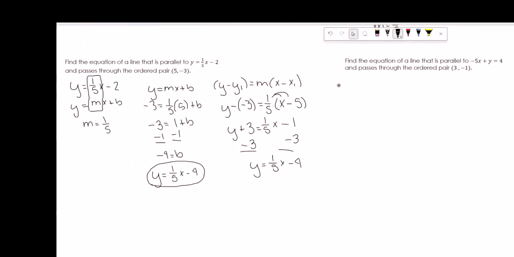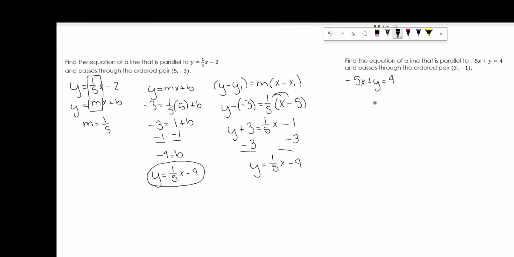Find the equation of a line that is parallel to -5x + y = 4 and passes through the ordered pair (3, -1). Well, the first thing we need to figure out is, what's the slope of that first line? Let me write it. -5x + y = 4.